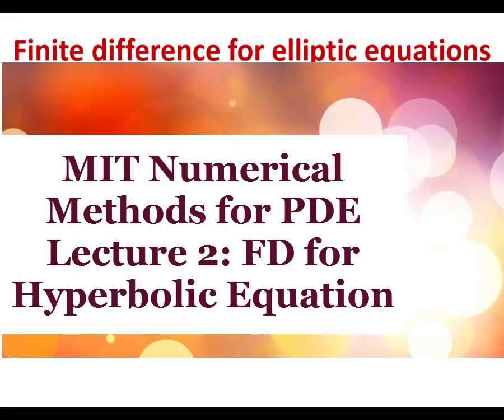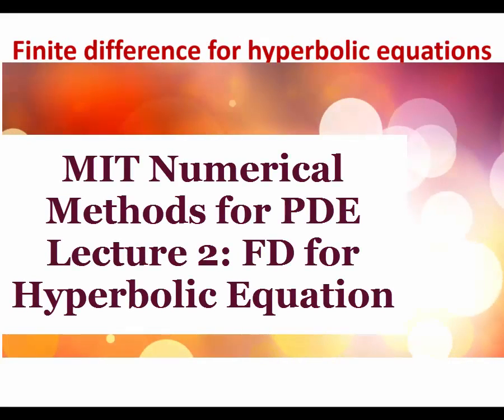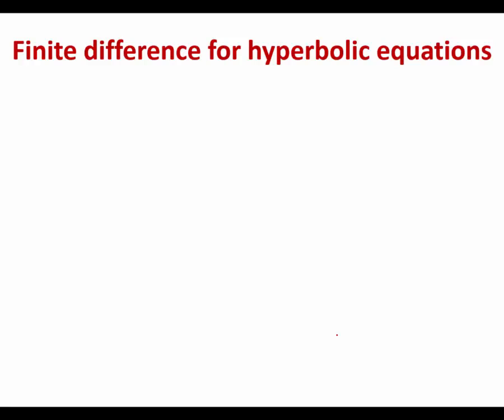Okay, so I already discussed this. Now for hyperbolic equations, we can also use the same finite difference scheme. I'm going to give you an example of a hyperbolic equation. So this time, partial square u partial t square equal to partial square u partial x square.